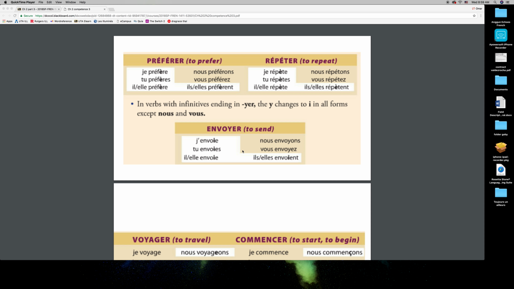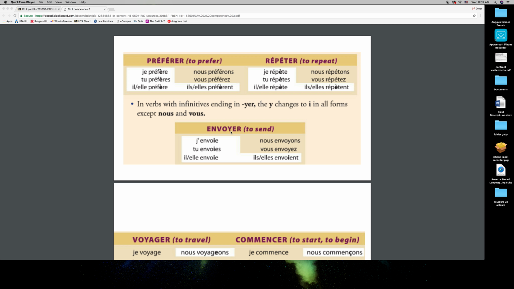Envoyer is a little different because you have the Y, which is related to the I, right? The Y is called a semi-vowel or a semi-consonant because it's kind of both. It's half consonant, half vowel. And in French, when you have too many vowels together and you want to break them up, you need to put a consonant in the middle of these vowels. So what they do here in envoyer is the Y is being used as a consonant.